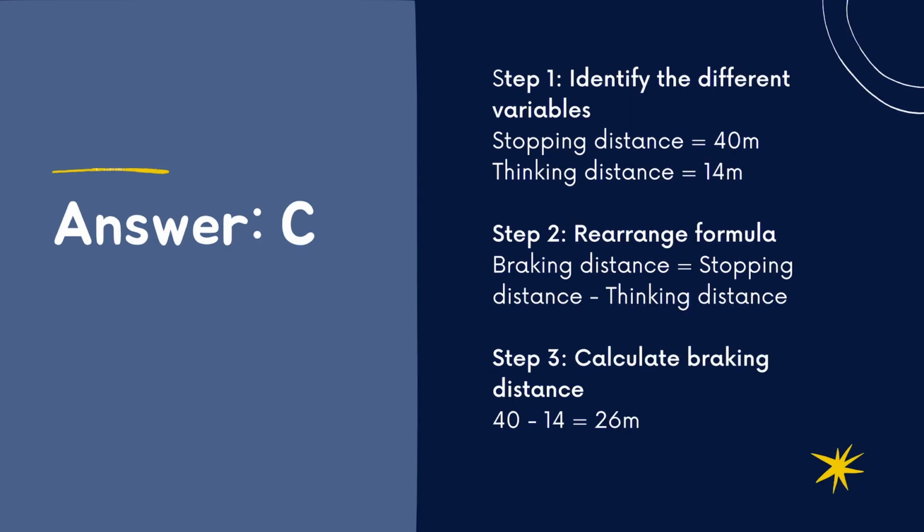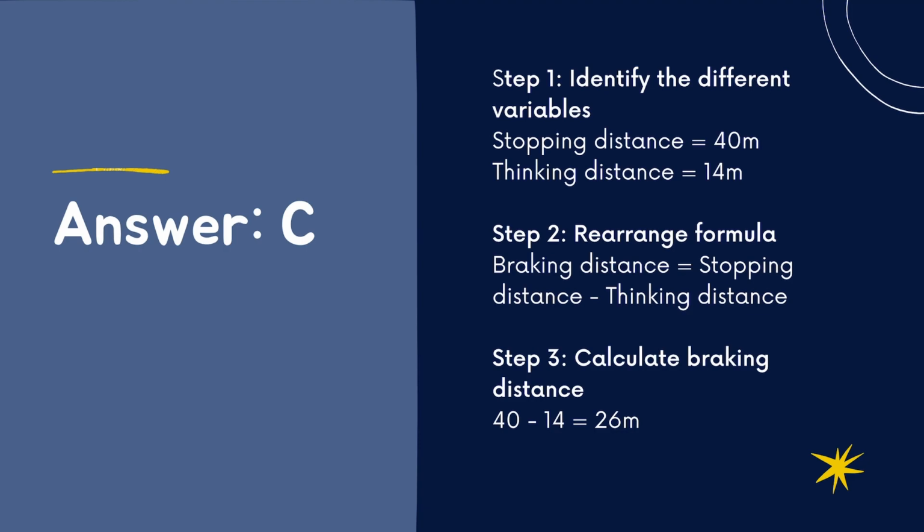So the answer to this example was C, 26 meters, and we'll go through now how we can get to this solution. So the first step we want to do is identify the different variables. As we saw in the question, the stopping distance is 40 meters, and we were also told that the car travelled 14 meters while the driver was reacting. This is the thinking distance.